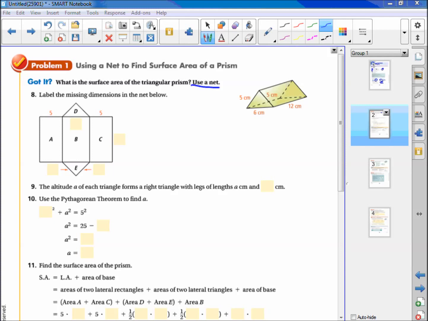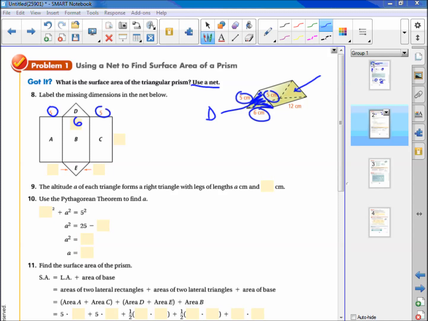Our net has D. D is this piece right here, and it has E. E is that piece. So D and E are the same. They're only going to measure the dimensions on E, and then D will be the same. And then we have this 5 right here and this 5. They match up here and here because they would fold up next to the D side. And then 6 is the other side that goes around the D. This piece is D, this triangle right here, and it's a 5, 5, and 6 for the sides of that triangle.